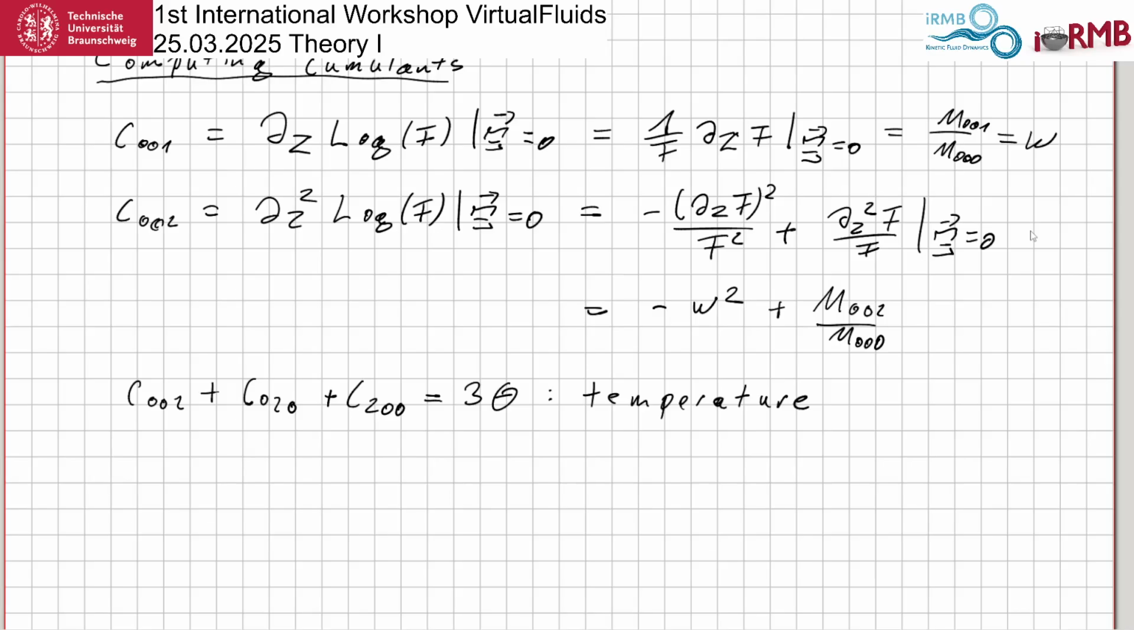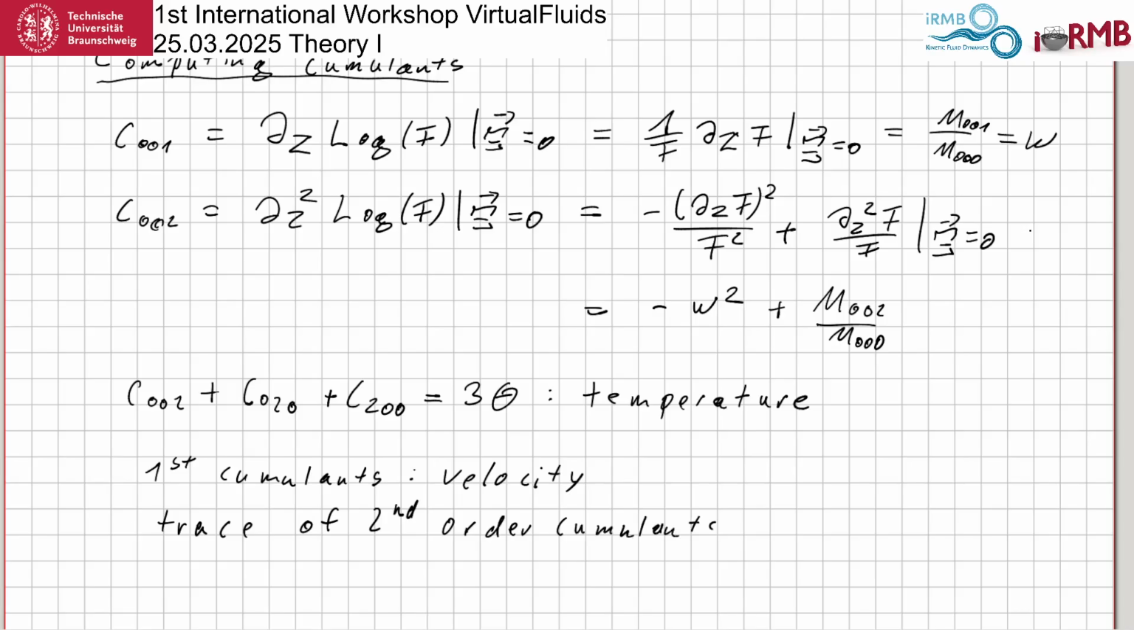Okay, so the first cumulants is velocity. The trace of the second order cumulants is temperature.